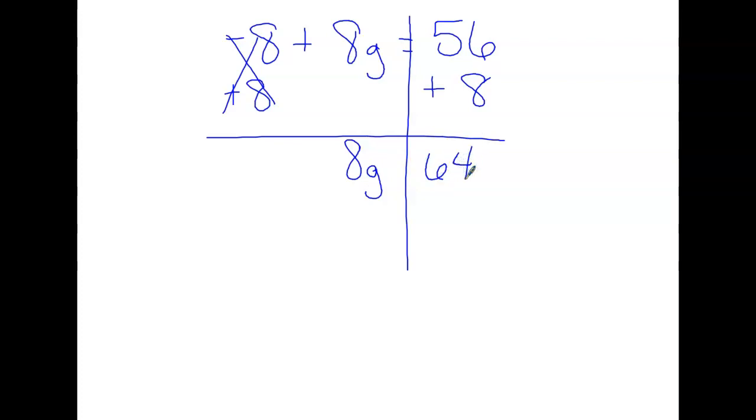8 and g are multiplied, so the opposite operation is division. So I divide by 8, divide by 8. G equals 64 divided by 8 is 8.